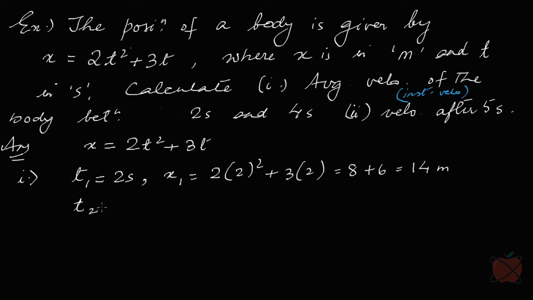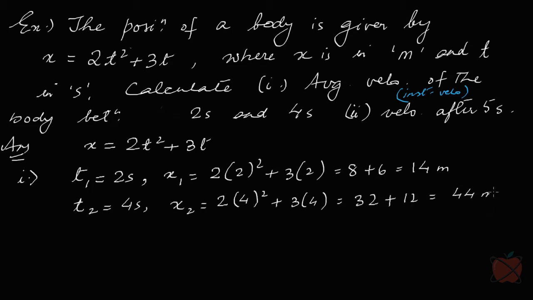And then when t2 is 4 seconds, what is the value of x2? Again, instead of t you will write 4, so you have 2 into 4 square plus 3 times 4. That will be 16 into 2, that is 32, plus 3 fours are 12, so that will be 44 meters.